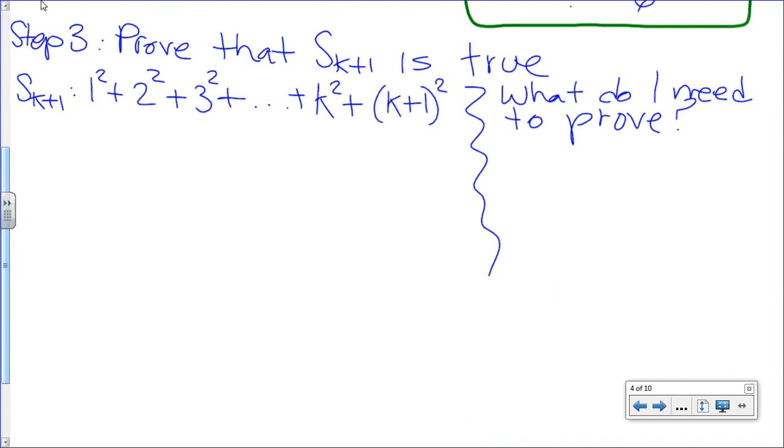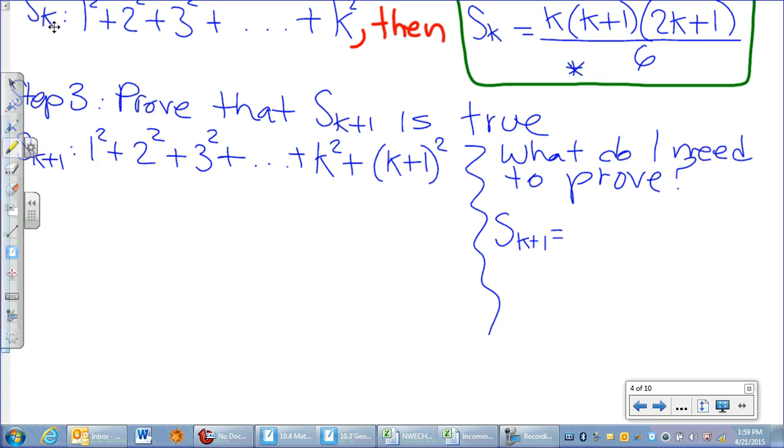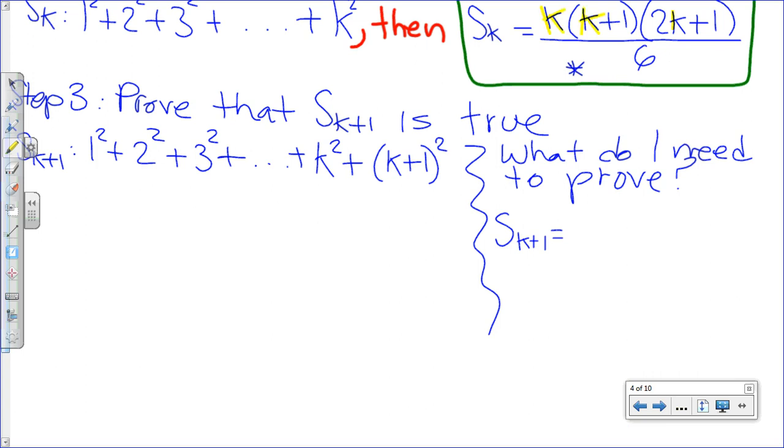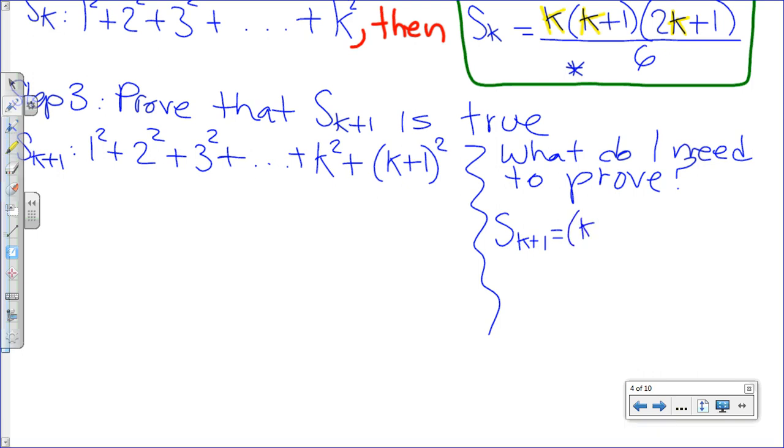What we need to prove is that if we substitute k plus 1 into the formula, and I do need to look at this one because I don't know it. This formula here. So for every k that you guys see here, we're going to substitute k plus 1. All right? So it will look like this. K plus 1, and then k plus 1 plus another 1. And then we will have 2 parentheses k plus 1 close parentheses, and then another plus 1. Everything divided by 6.